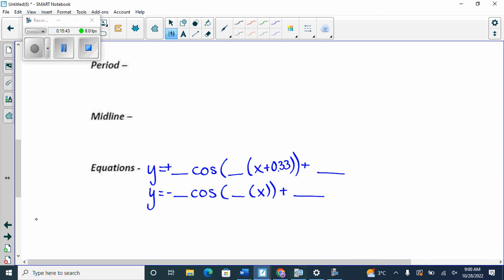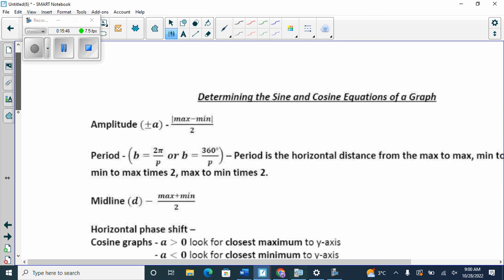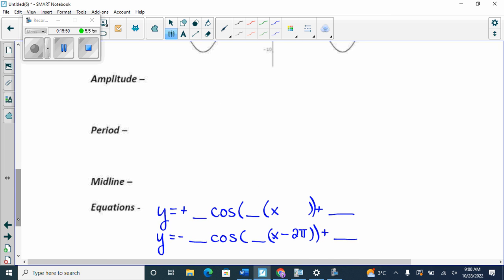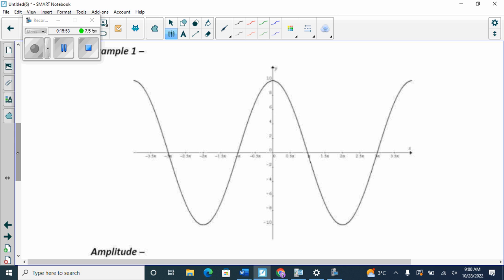So let's go back. How do I find the midline? Let's go find it first. The midline is the middle distance between the highest and the lowest, correct? If I asked you for the middle average of your two marks, what would you do? Add them and divide by 2. So the midline is the average between the two, correct?